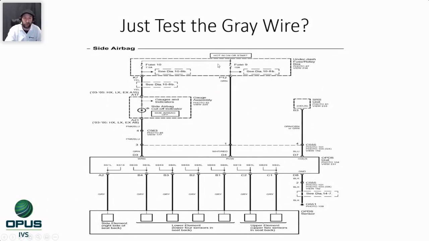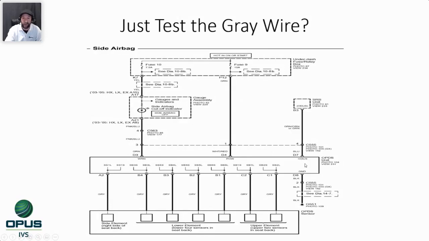So as far as testing goes, what can we actually test on these systems? And here we just have a fused power that comes down through our airbag cutoff indicator and goes down into the OPDS unit. Now this is the guy who's going to make all the decisions as to whether or not we actually have someone sitting in the seat. We have fuse number 9, just a hot in on or start power that comes in. And here we have ODUS.